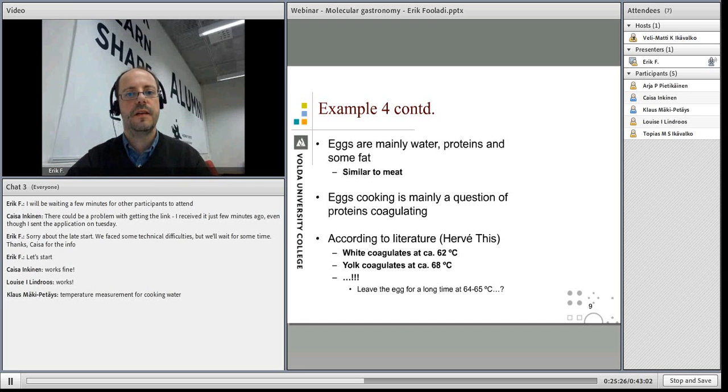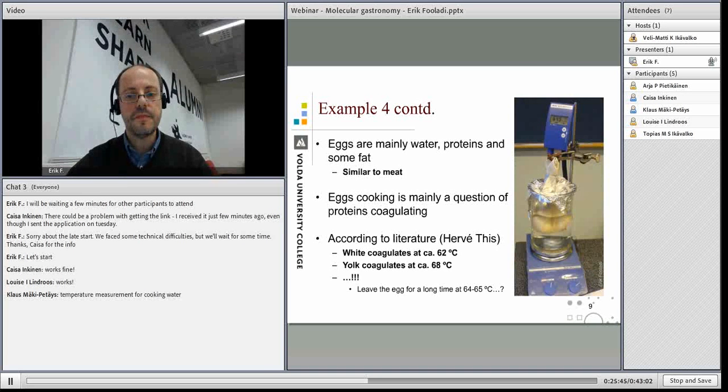But that's sort of leaving things to chance. But thinking scientifically, if we could leave the egg at 64 or 65 degrees for a long time, then we could ensure that the white is solid and the yolk is still soft. So I did that experiment. You see, this is a typical lab setup. You could do it at home as well, if you have lots of water, a kitchen thermometer, and try to keep the temperature stable.